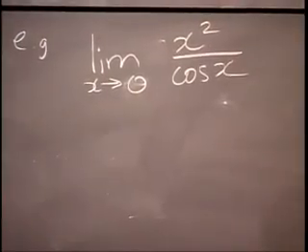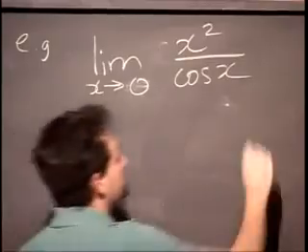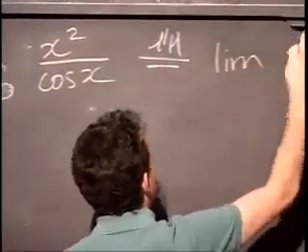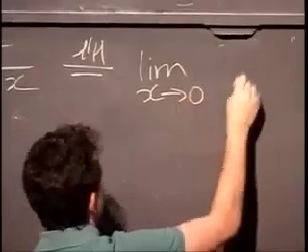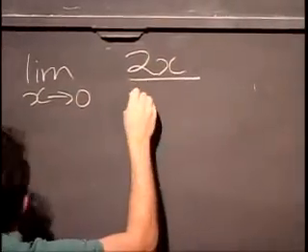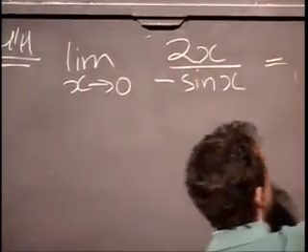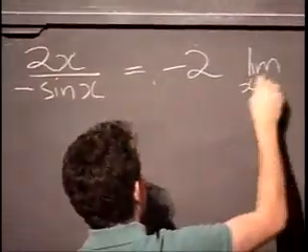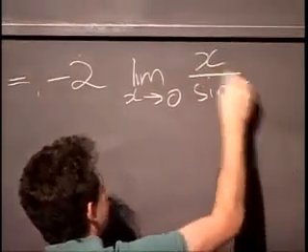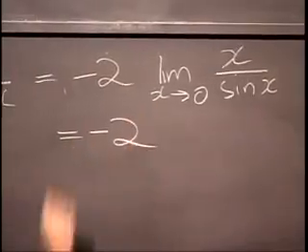Okay, let's use L'Hopital's rule. You get the limit as x goes to 0. The derivative on the top is 2x, and the derivative on the bottom is minus sine x. And actually, I can pull out the minus 2, and I get the limit as x goes to 0 of x over sine x. This is just the reciprocal of sine x over x, and you get minus 2.